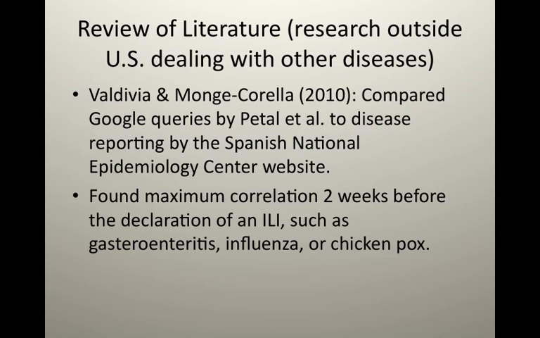In Spain, researchers compared the Google queries used by Pellet et al. to disease reporting by the Spanish National Epidemiology Center website and found maximum correlation 2 weeks before the declaration of an ILI, such as gastroenteritis, influenza, or chickenpox. These studies further point to the potential of Google Trends to predict influenza outbreaks in non-English-speaking countries.